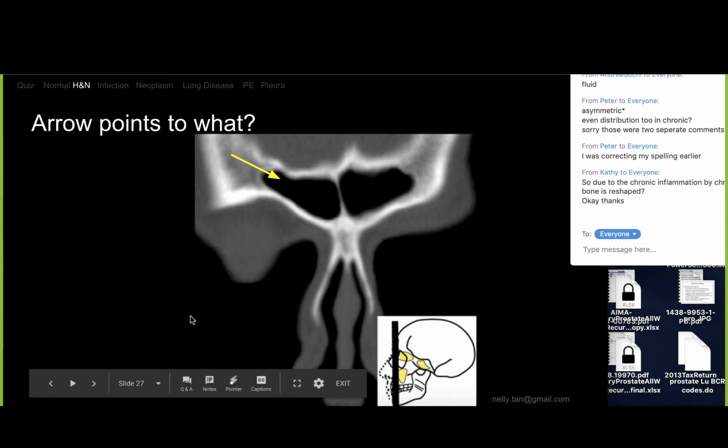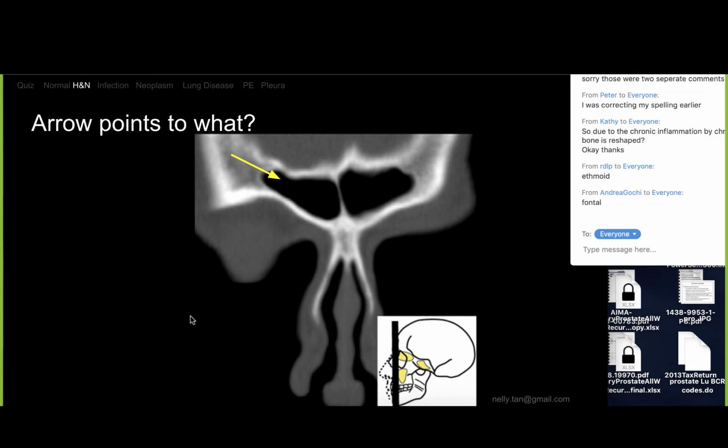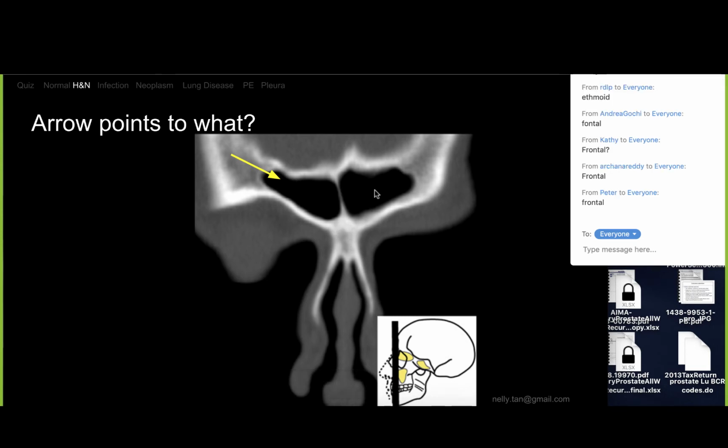The arrow is pointing to which sinus? Any thoughts? Ethmoid. Ethmoid is posterior. This is very frontal. Good. So as you can see, these sinuses are in very close proximity to the intracranial contents, right? And that's the problem with untreated sinusitis.